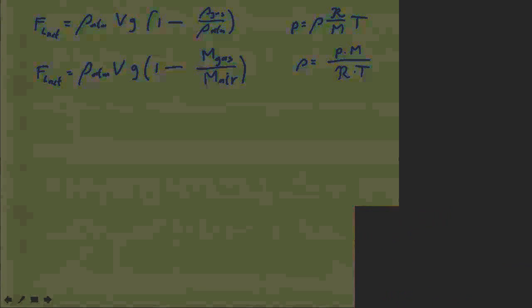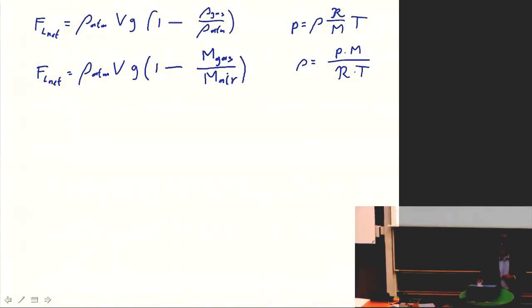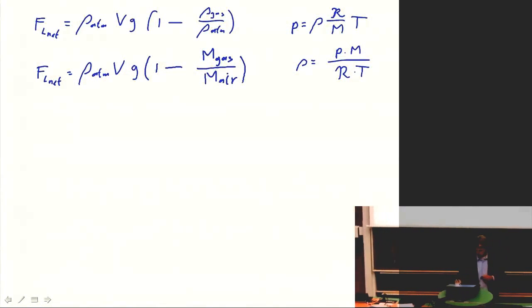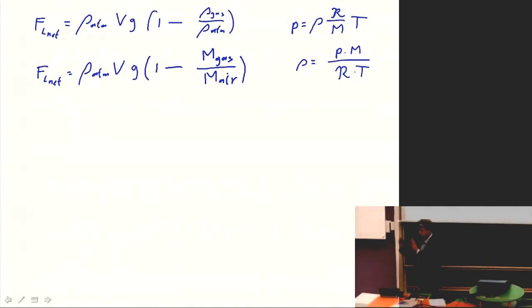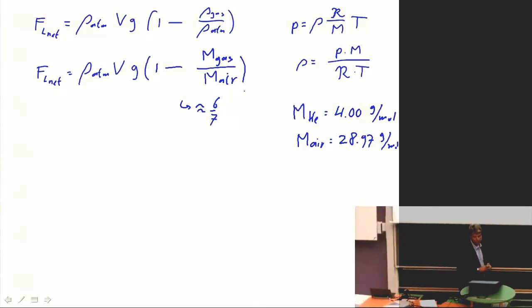Which means that 1 minus 1/7 would be about 6/7 of the total, which means that 6/7 part of the weight of air is what we can get as lift with helium. So that's quite a lot. It's about 86%.